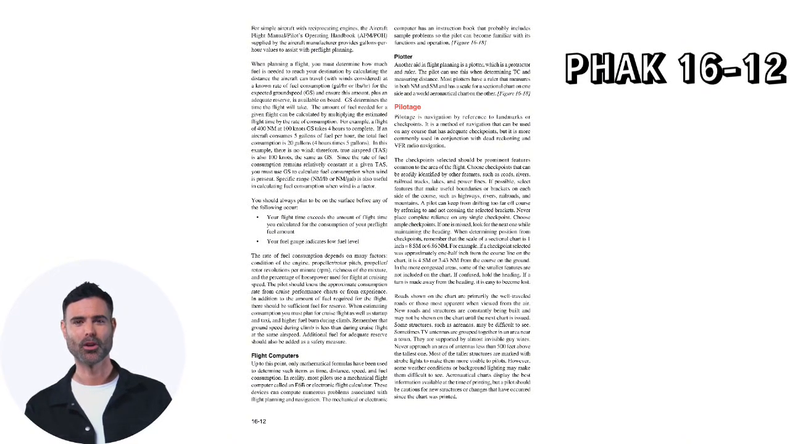Most of the taller structures are marked with strobe lights to make them more visible to pilots. However, some weather conditions or background lighting may make them difficult to see. Aeronautical charts display the best information available at the time of printing, but a pilot should be cautious for new structures or changes that have occurred since the chart was printed.